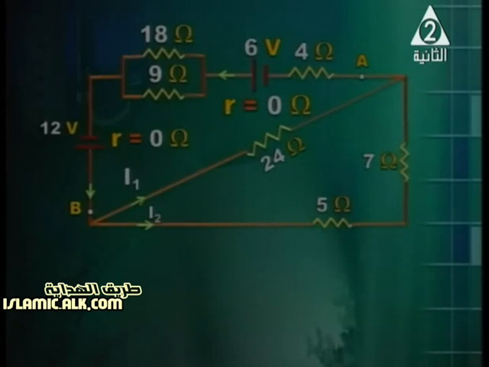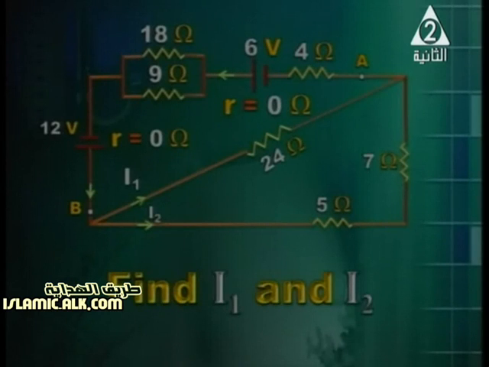Which consists of a 24 ohm resistor connected to the other branch, which consists of a 5 ohm resistor and a 7 ohm resistor connected in series. So they'll form a resistance of 12. So actually the second parallel combination consists of a 24 ohm resistor and a 12 ohm resistor. And now we want I1 and I2.